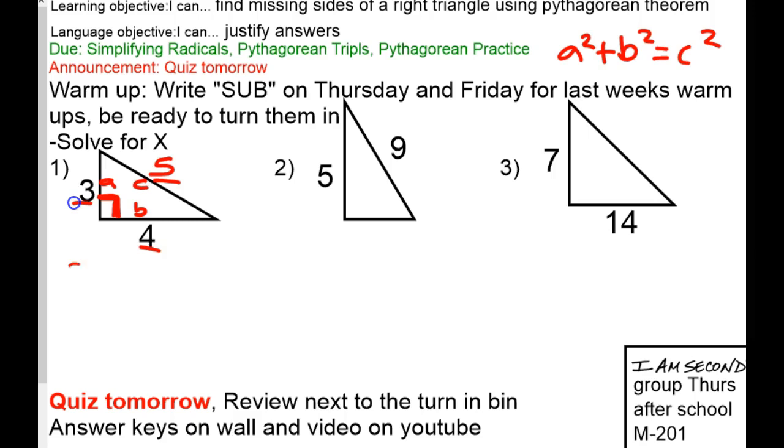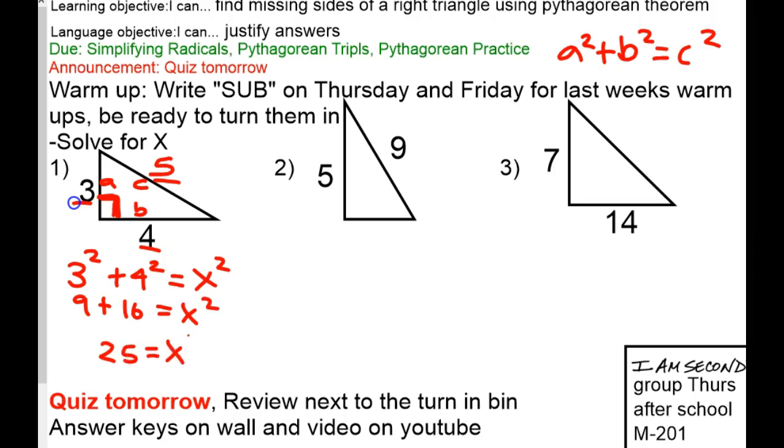So you would have done 3 squared plus 4 squared equals c squared or x squared. Doesn't matter. Okay. Could you have solved that? Okay. 3 squared is 9. 4 squared is 16. What's 9 plus 16? 25.